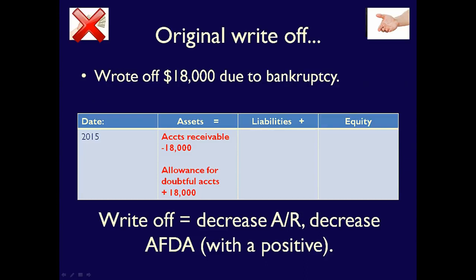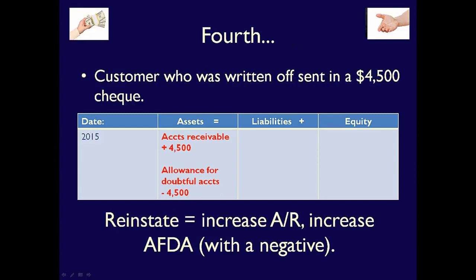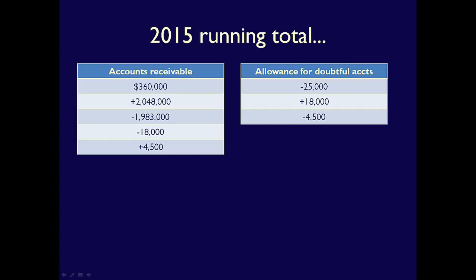Now, just to be clear on this, look at our original entry for the write-off. Okay, and now look at the entry for the reinstatement. Notice something? We're reversing the original entry. So when someone who has previously written off gives you a check, look at the original write-off and reverse it. Let's flow that through our running total. Accounts receivable goes up by $4,500 positive, and the allowance goes up by $4,500 negative, because we're increasing a negative number.